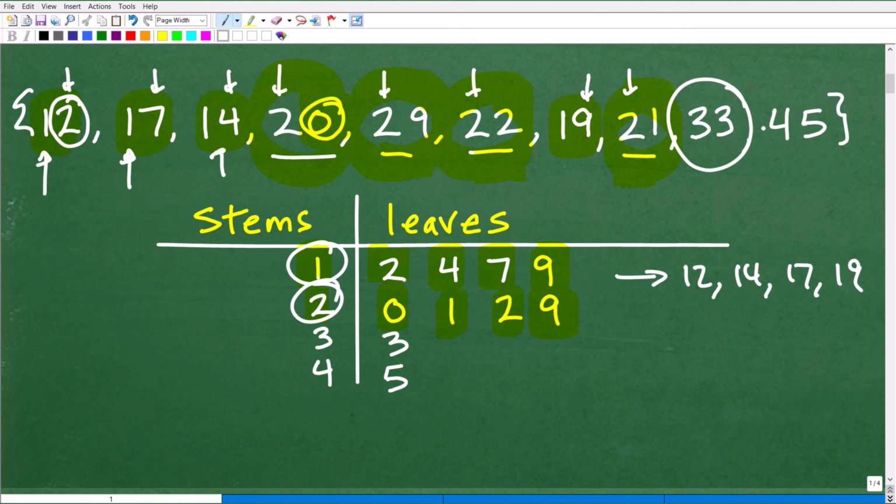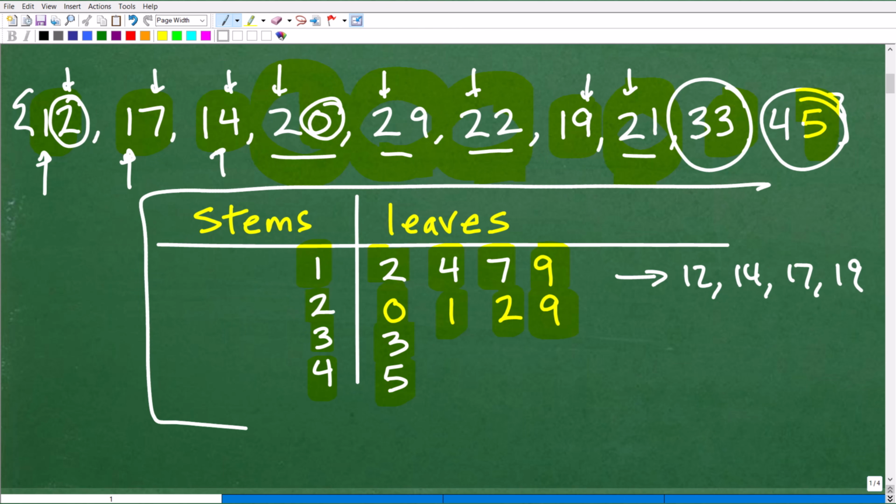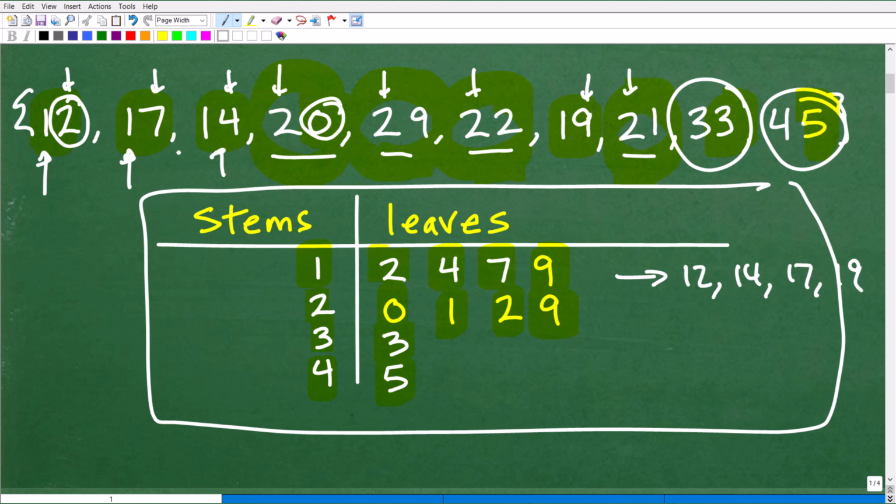And we can see we have one number in the 30s. This is going to be 33. So we'll put our stem as 3, and of course our one leaf will be 3. That represents the number 33. And then lastly, we have 45. So we'll have a stem of 4 and our leaf of 5. And there you go. This here is the stem and leaf plot for this data.